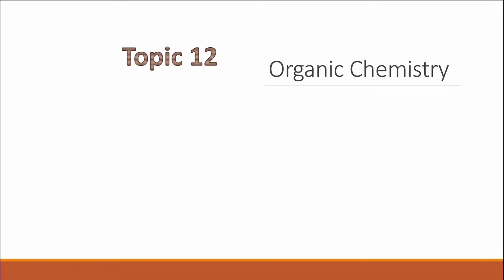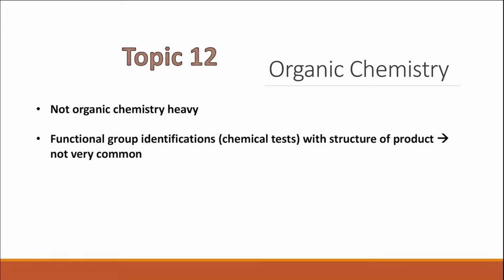Organic chemistry: the exam is not organic chemistry heavy. The functional group identification tests with the structure of the product is important because, although it's not that common in the test, if it comes, they would normally ask you to draw the structure of the product from that particular test. Like if you have an organic acid and you use sodium carbonate, for example, that will give you the sodium salt of the acid and carbon dioxide and water. So you should be able to identify the different product from the different reactions.